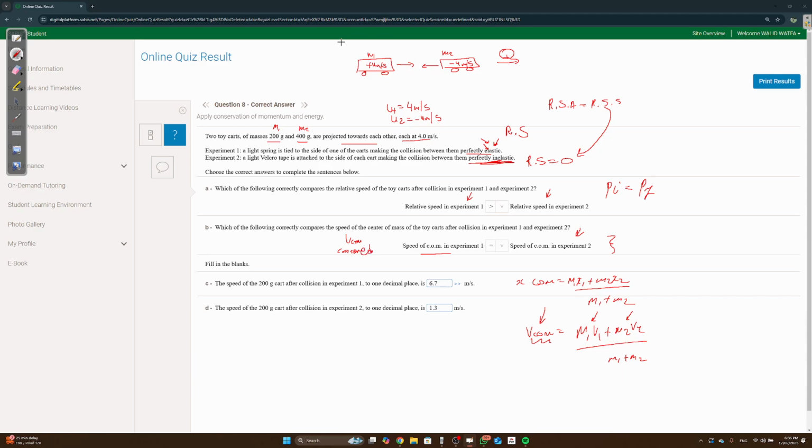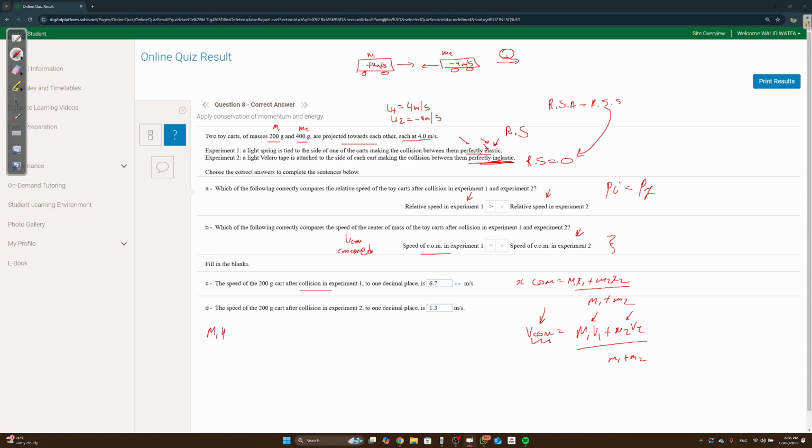If I came and added an extra push to the other cart, then of course there's now going to be an external force which is going to speed it up. So I'm saying, provided no external force acts on it, the velocity of center of mass is conserved. What's the speed of the 200 gram cart after collision in experiment 1 and then experiment 2? Let's see. In experiment 1, we agreed it's elastic.